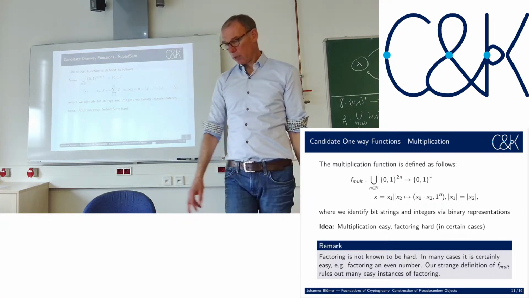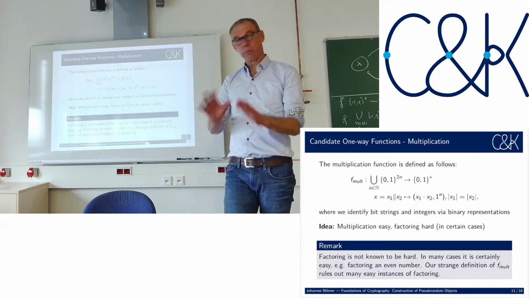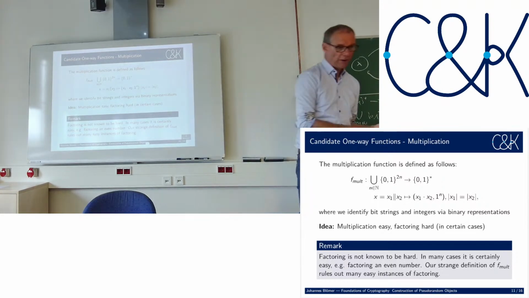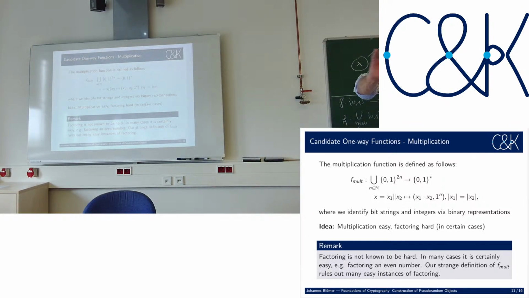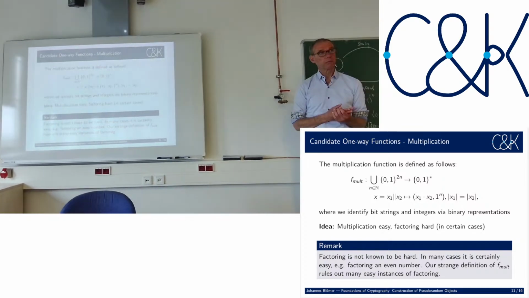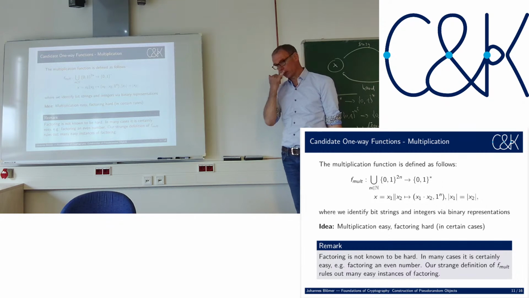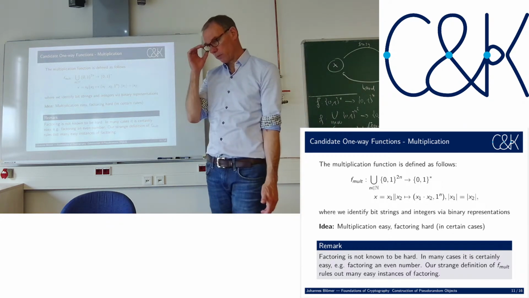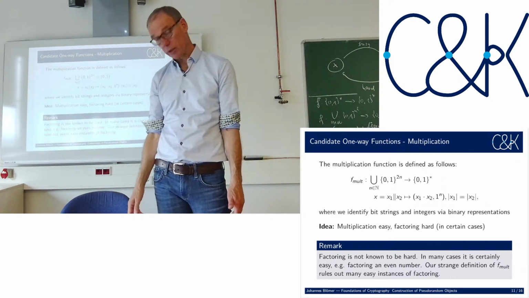So this is multiplication or factoring. Think of two primes: multiplying two large primes is easy. Given the product, finding the two large primes is probably hard. I'll talk about this a little bit in more detail when we talk about digital signatures.